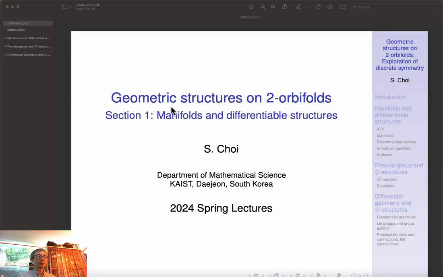Okay, so welcome to the course here. We will be talking about geometric structures on two orbifolds. First, we will be the review of manifolds and differentiable structures. These are some basic informations.